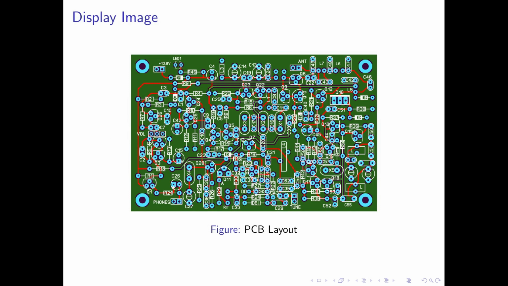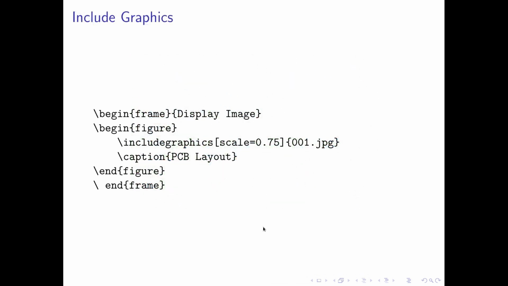Another thing that you can do is display images. So this is a printed circuit board layout that I did years ago. Just grabbed it out of some file, and you can include images. And you can optionally label it. In order to do this, it's real simple. You just do a begin figure, then you do a command include graphics.